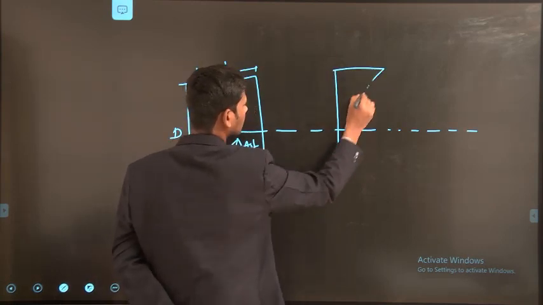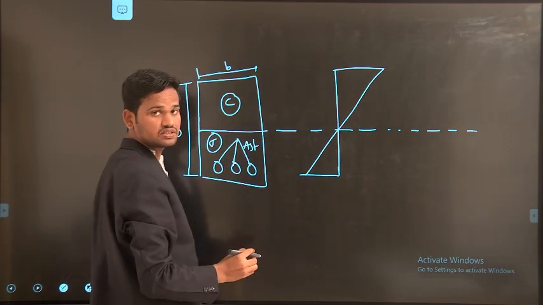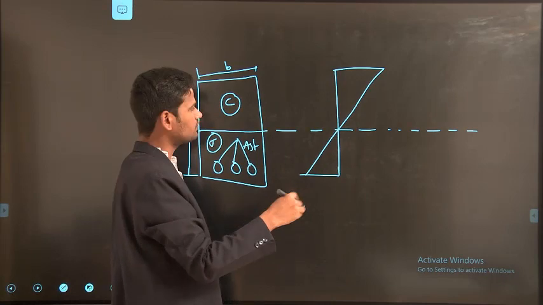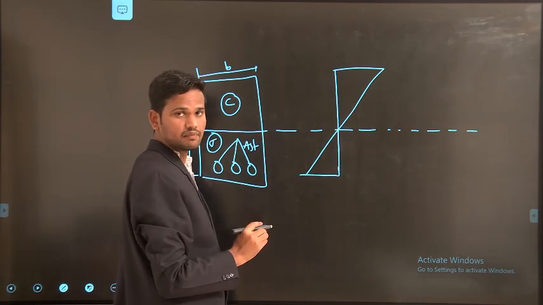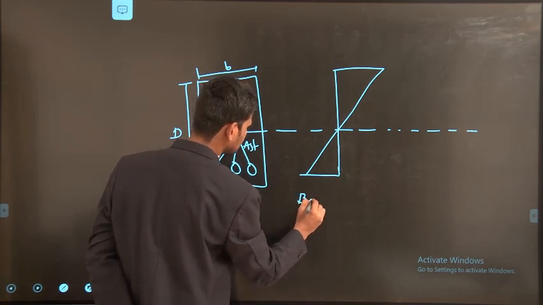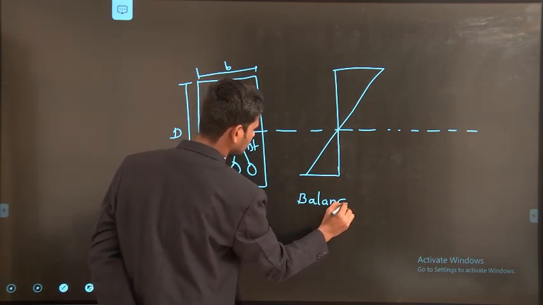If you observe the stress strain diagram, here the neutral axis is in between. That means it divides the compressive force and the tensile force equally. That means here this is the balanced section.